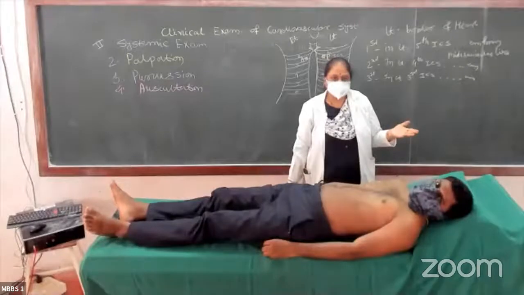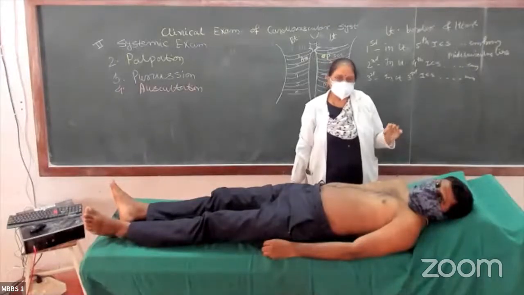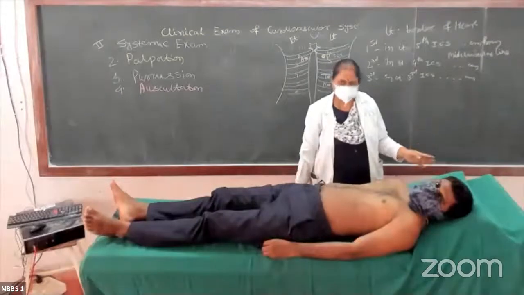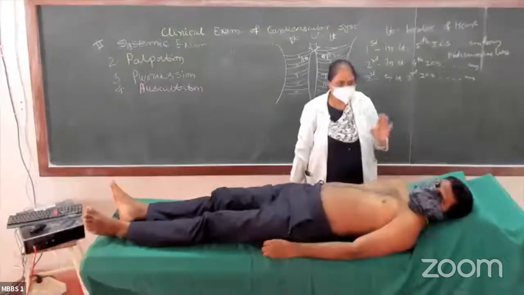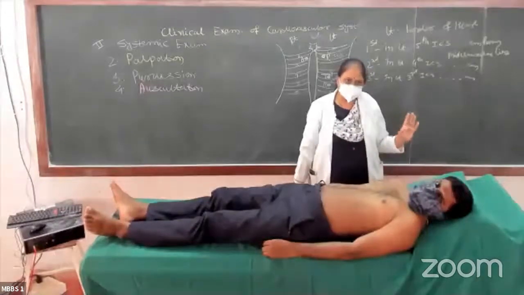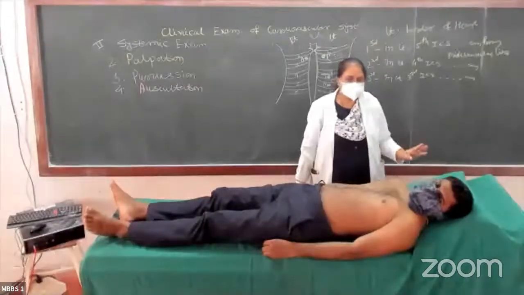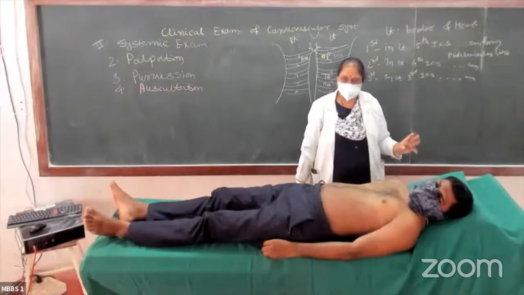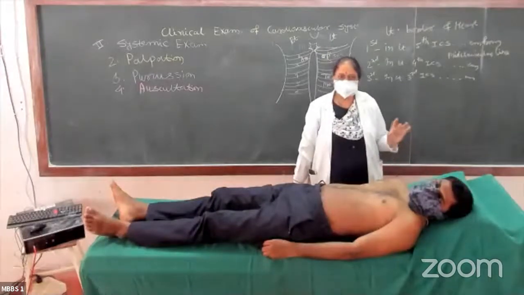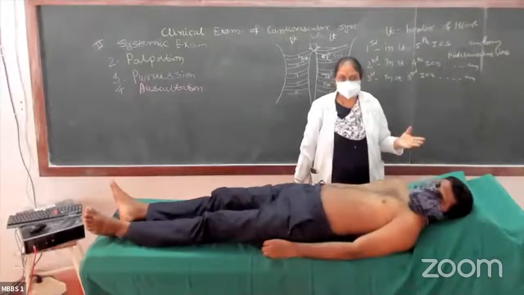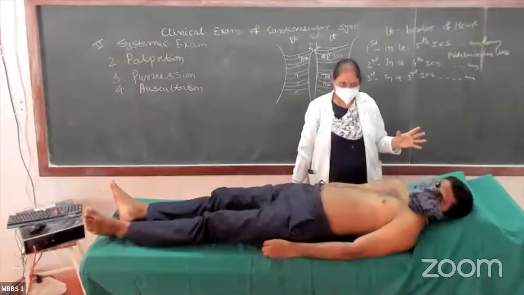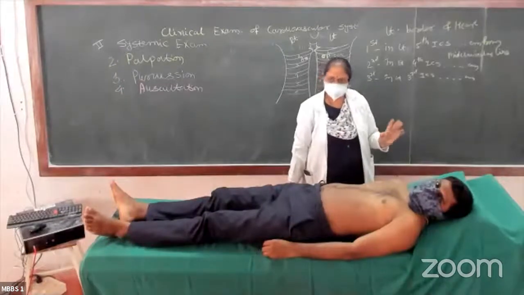How will you differentiate between the first and second heart sound? The first heart sound coincides with the carotid pulsation, so put one hand on the carotid artery at the angle of the mouth. The characteristics: the first heart sound is low pitch, long duration, and soft. The second heart sound is sharper, high pitch, and short as compared to the first.